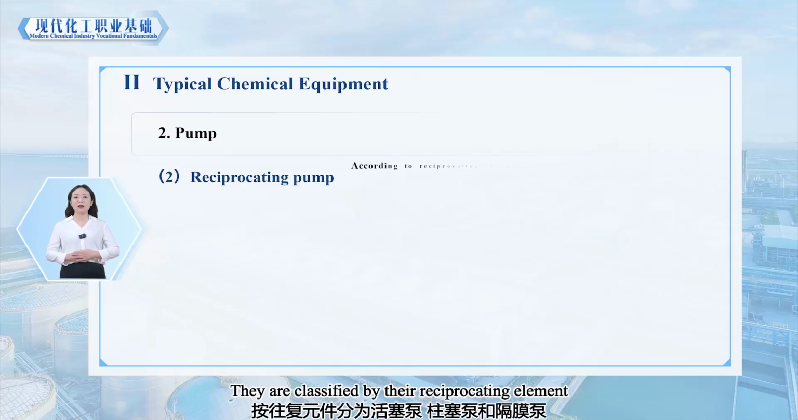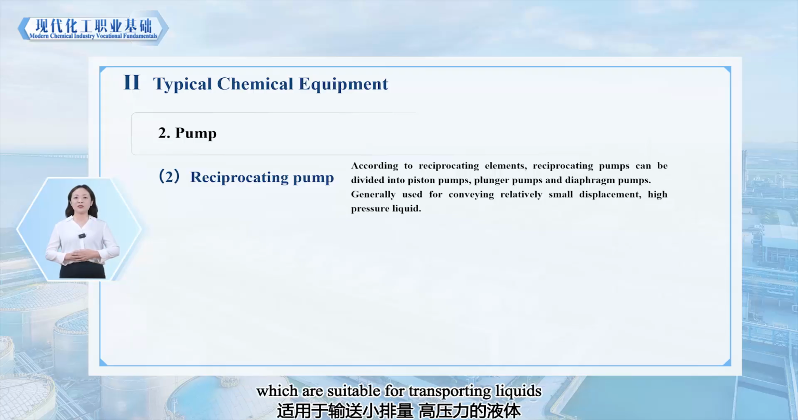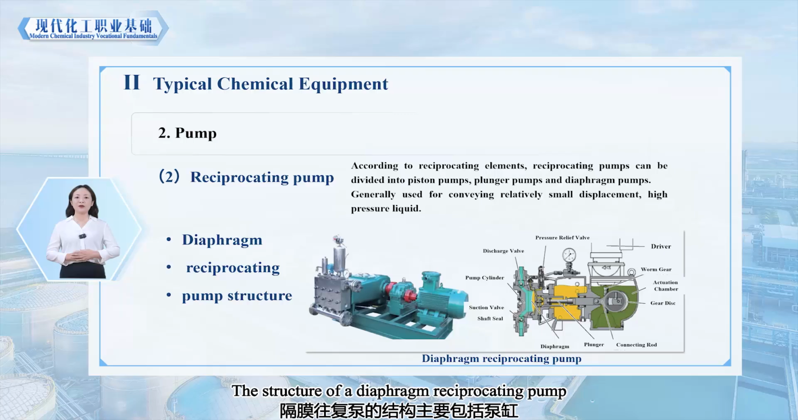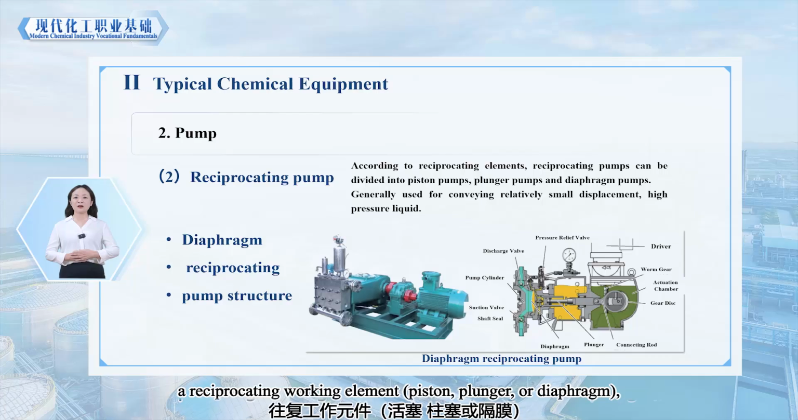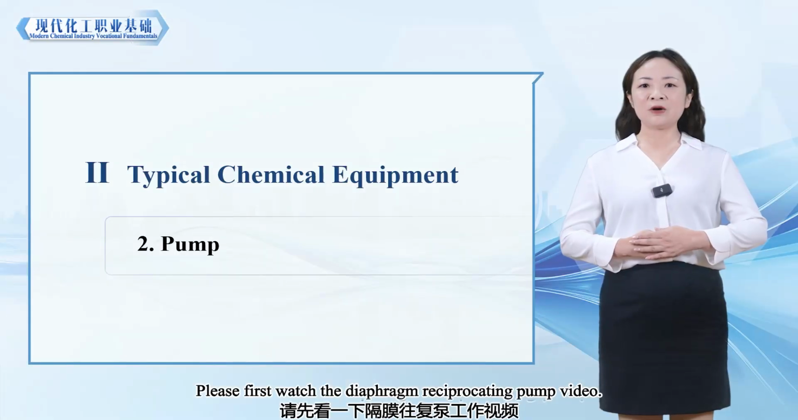Reciprocating pump. They are classified by their reciprocating element into piston pumps, plunger pumps, and diaphragm pumps, which are suitable for transporting liquids with small flow rates and high pressure. The structure of a diaphragm reciprocating pump mainly includes a pump cylinder, a reciprocating working element, piston, plunger, or diaphragm, suction valves, discharge valves, and a drive unit, etc. Please first watch the diaphragm reciprocating pump video.